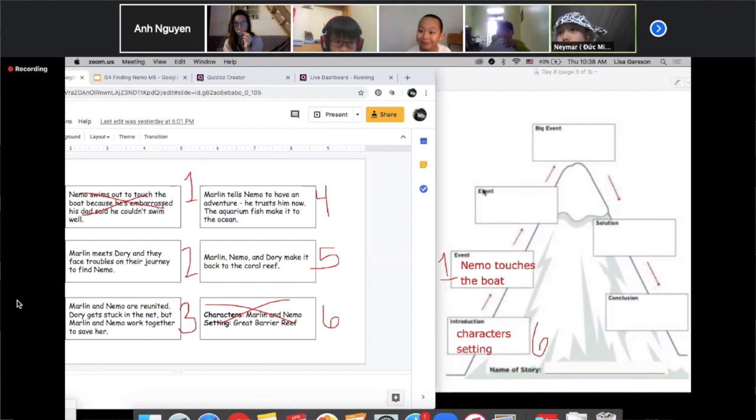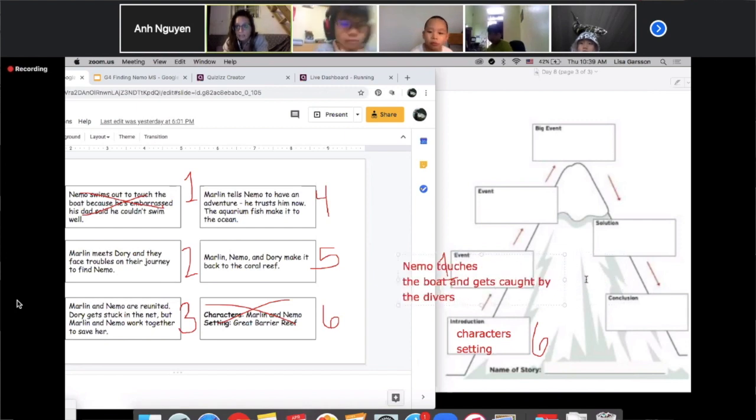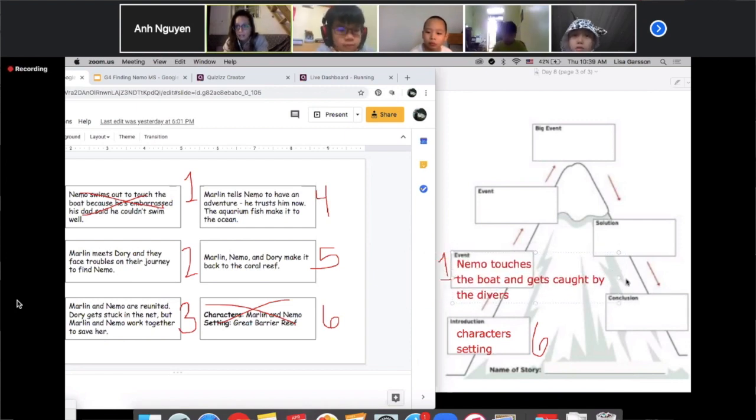All right, what about number 3? This is going to continue on with our rising action. Nemo gets caught. Okay, so we already have that. We know that Nemo touches the boat and gets caught by the divers, so that's our inciting event. What happens after that? Do you see the choices on the left side of the screen? What happens after Nemo gets caught?